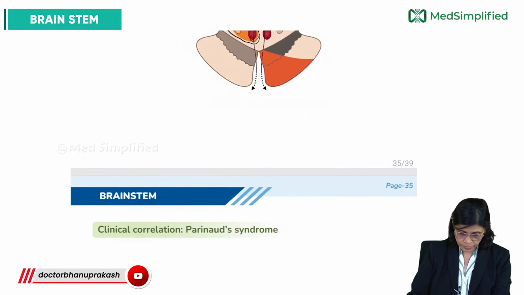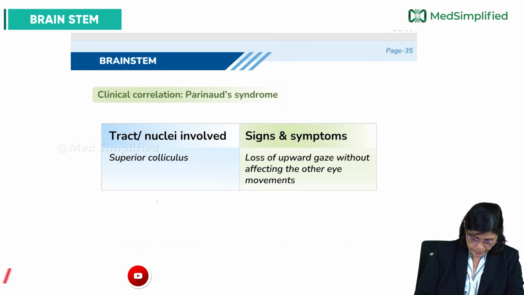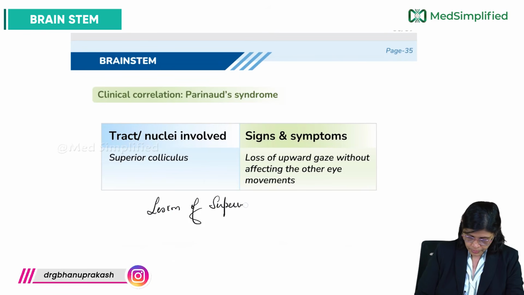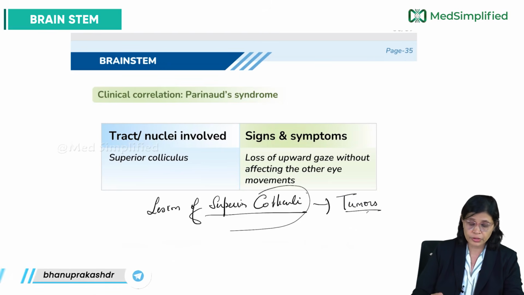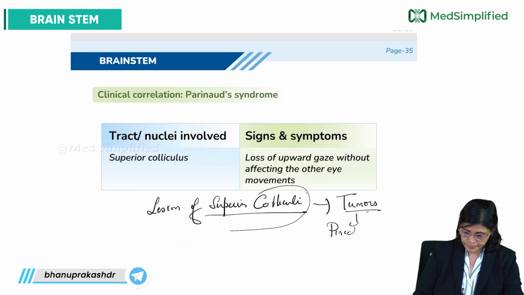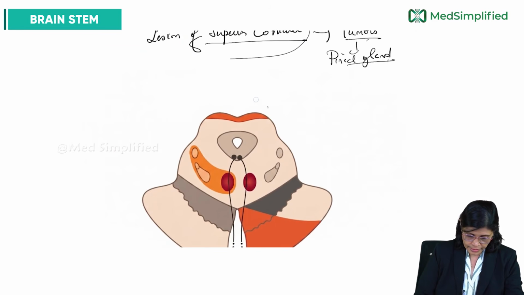Then there is one more syndrome here which we call Parinaud's syndrome. Parinaud's syndrome is basically because of a lesion of the superior colliculi. This happens when this area gets compressed by tumors. So basically this involves the tectal region. These tumors are mainly due to pineal gland tumors. So it involves this area.